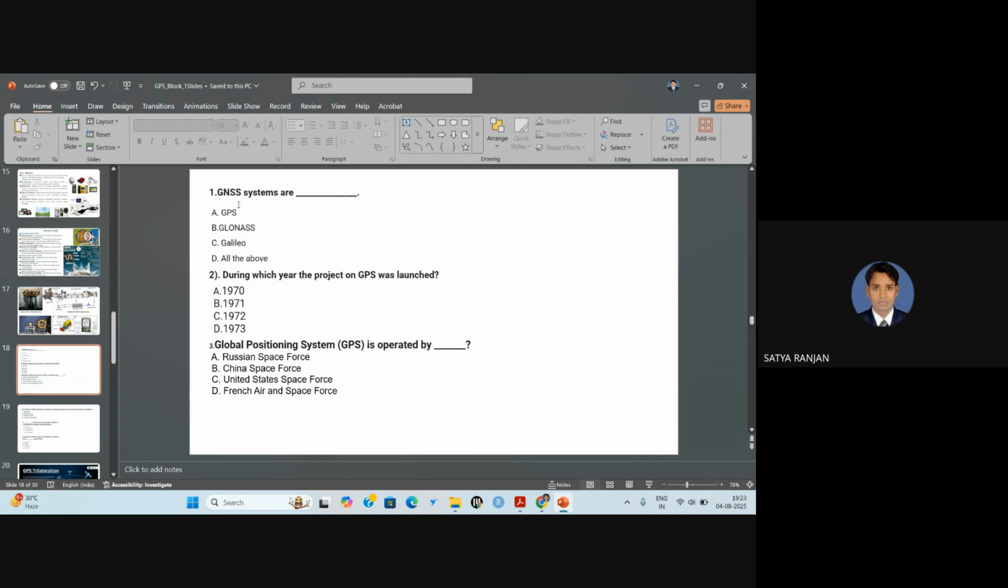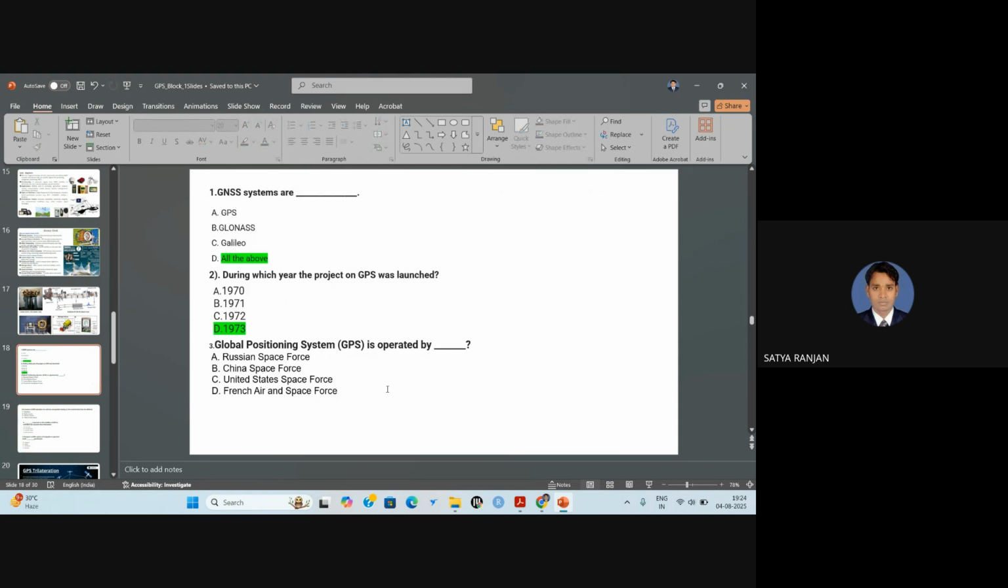So GNSS system is generally which? GNSS system is GPS, GLONASS, Galileo, all of the above. Yes, all of the above, sir. Then during which year was the project on GPS launched? So it is 1973.